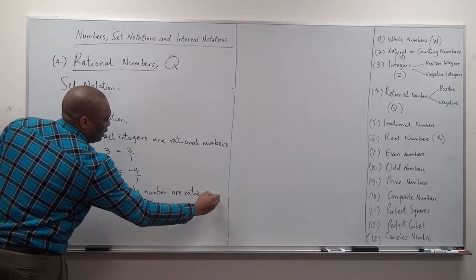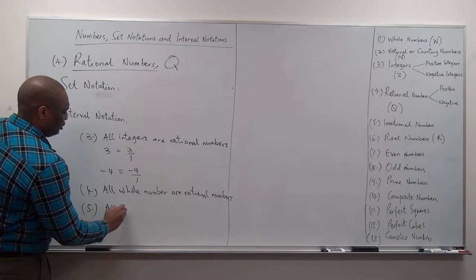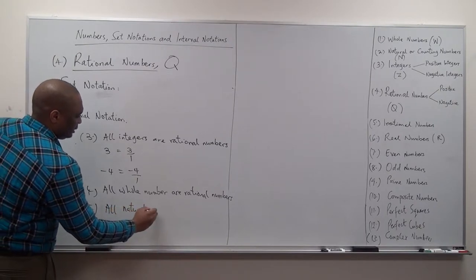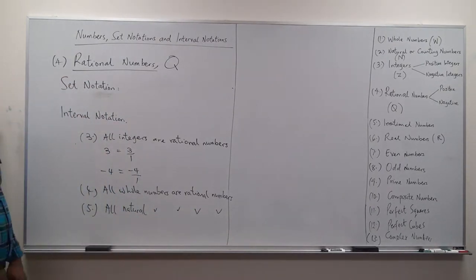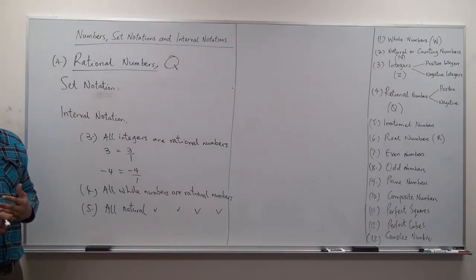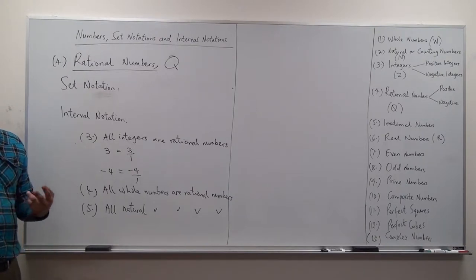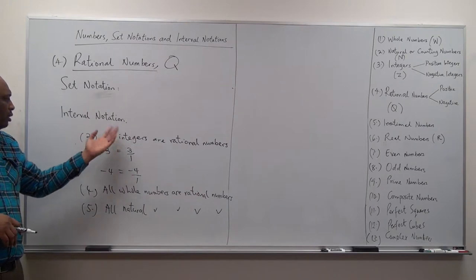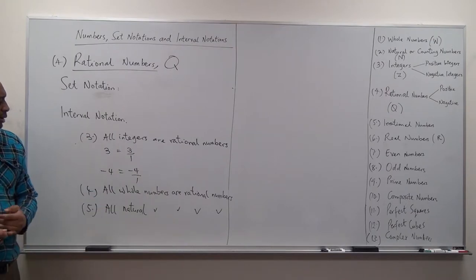You should know that. And then all natural numbers are rational numbers. So I think I've given you five things that could be called rational numbers. If they are going to be decimals, then they should be repeating or terminating, or all integers are rational numbers, or all whole numbers are rational numbers, or natural numbers are rational numbers as well.